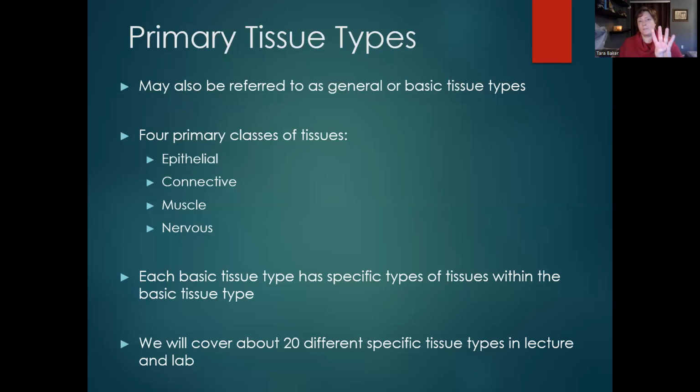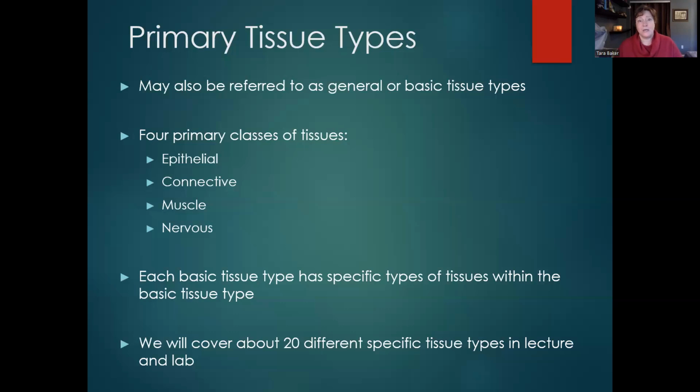So there are four primary tissue types. Epithelial tissue is anything that lines the outside or the inside of your body. So your tongue, your skin, the inside of your rectum, all of those things are called epithelial tissues. So we'll learn about those first.